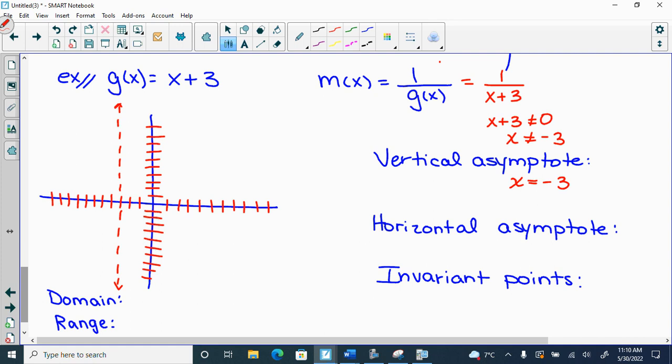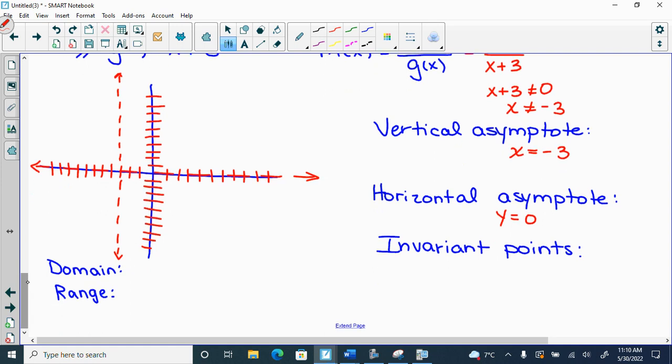Okay, then my horizontal asymptote is always at y equals 0 every single time when it's a reciprocal function. When it's a rational function, this won't always be the case, but for reciprocal functions, it'll always be y equals 0. So before I even go to do anything else, I'm going to do my domain and range. My domain is going to be x such that x can't equal -3, but it can equal everything else. And this one's going to be y such that y can't equal 0, but it can equal everything else.